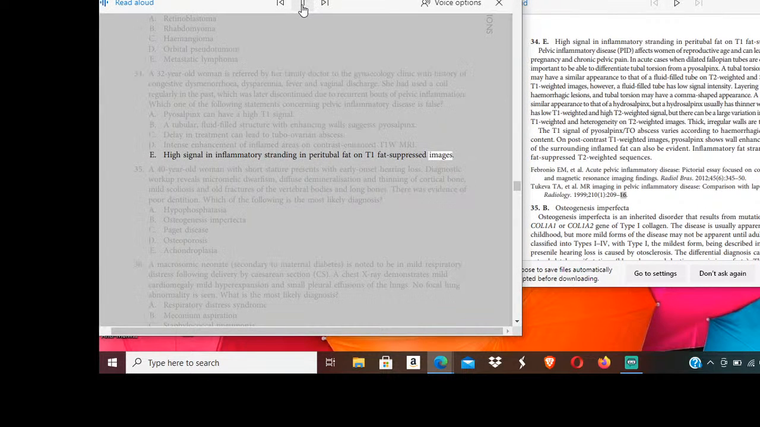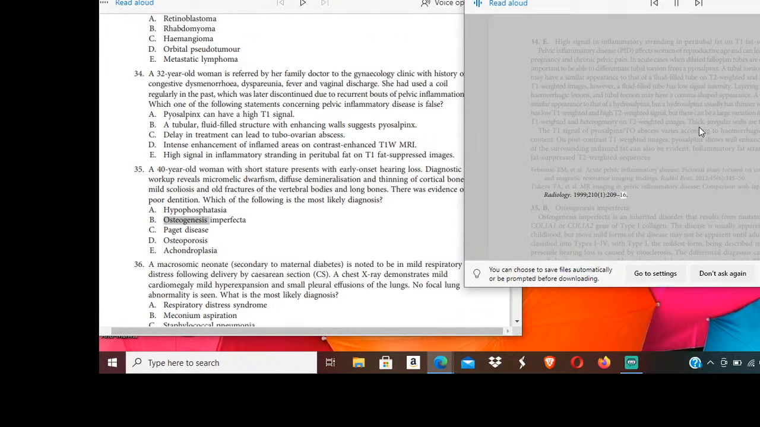35. A 40-year-old woman with short stature presents with early onset hearing loss. Diagnostic workup reveals micromelic dwarfism, diffuse demineralization and thinning of cortical bone, mild scoliosis, and old fractures of the vertebral bodies and long bones. There was evidence of poor dentition. Which of the following is the most likely diagnosis? A. Hypophosphatasia. B. Osteogenesis imperfecta.